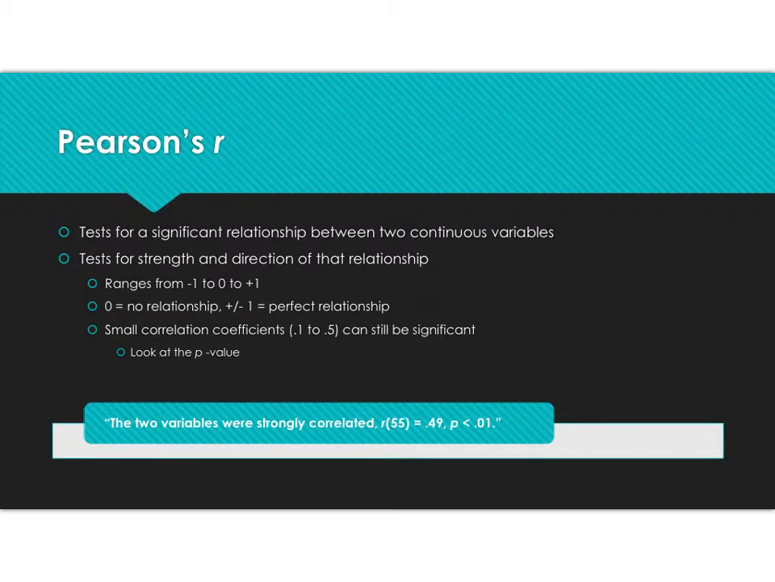At the bottom you have an example of what correlation results reported in a study would look like. So here they might say the two variables were strongly correlated. You see you have the r test statistic there. That tells you that this is a Pearson's r. And we see 0.49, which is the r statistic or the r coefficient. So that tells us the correlation is around 0.5. And the p-value is less than 0.01, so it is significant.